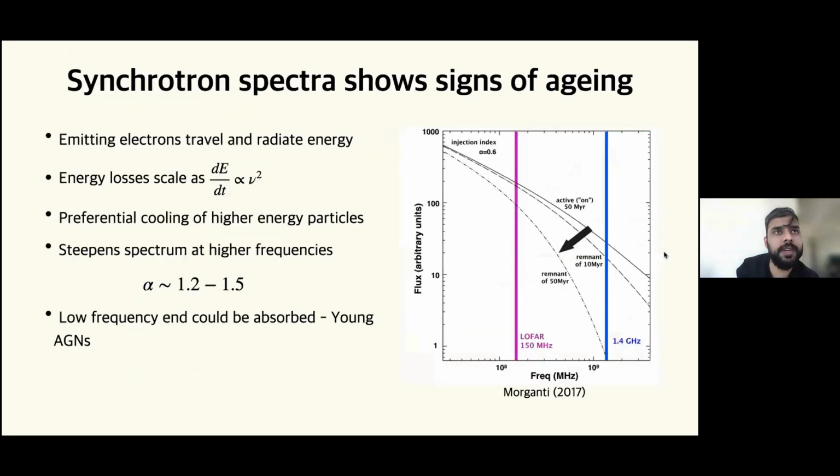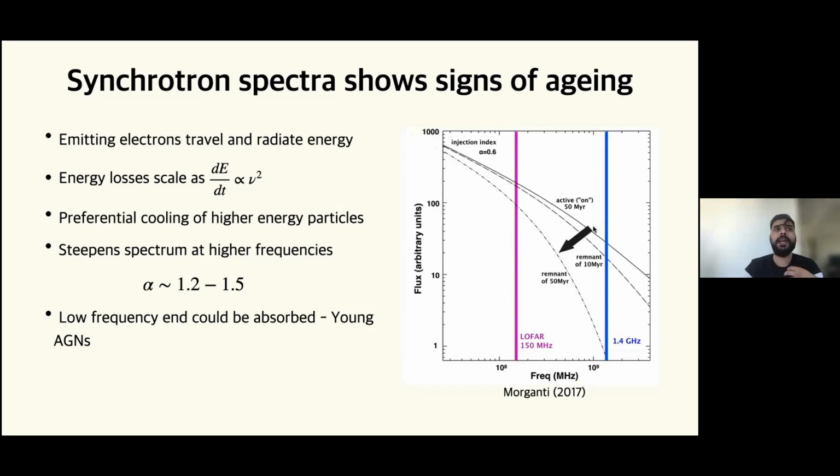But the good thing about synchrotron spectra is that they also show signs of aging. The electrons that are emitting the radiation lose their energy. The energy losses in these electrons scale as nu squared, which basically means that higher energy electrons, emitting at the high frequencies, will lose their energy much faster than the lower energy electrons in the same population. On the plot on the right, again with frequency on the x-axis and intensity on the y-axis, the solid line is a model for synchrotron emission from a radio galaxy that is in an active state, switched on for about 50 million years. This is what the spectrum would look like.